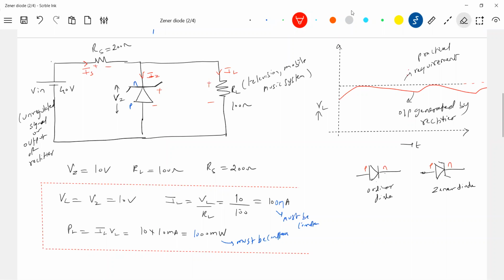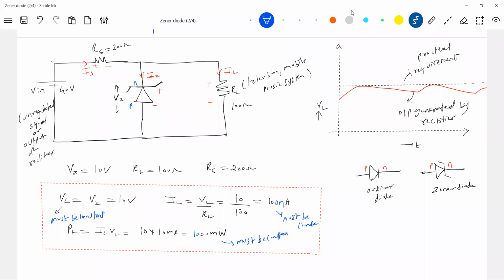There's a requirement. Okay, and what is this VL? It should also be constant. VL equal to 10 volt. Will I agree this? So can you give a guarantee that Vin will always be fixed at 40 volt? Can you give a guarantee? And IS, can you guarantee that it will remain one fixed value?